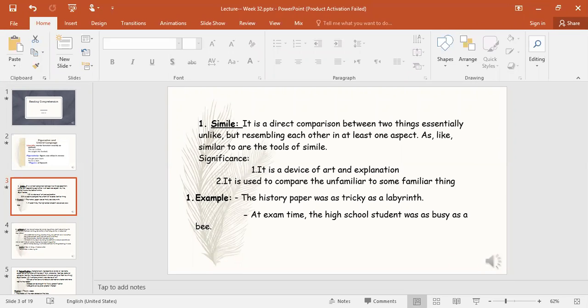For example, I say, he is fast like a cheetah. Ali is fast like a cheetah. Okay? Ali is a human being. A cheetah is an animal. Right? Yes. Okay. So, how are they similar?